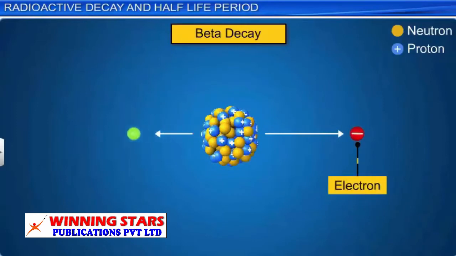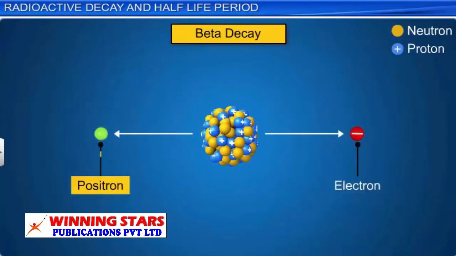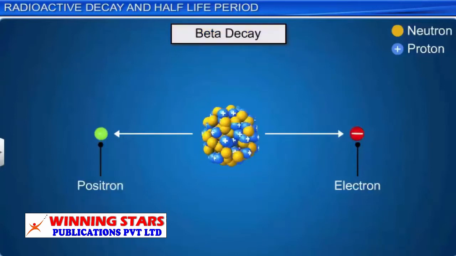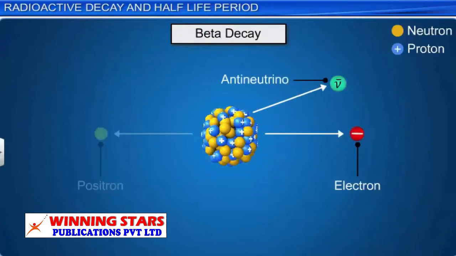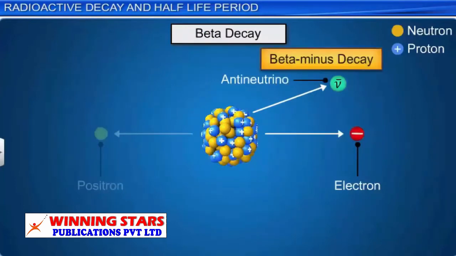A positron is a positively charged particle with mass same as that of an electron and magnitude of charge also exactly same as that on an electron. If an unstable nucleus releases an electron along with an antineutrino, it undergoes a beta minus decay. If it releases a positron along with a neutrino, it undergoes a beta plus decay.